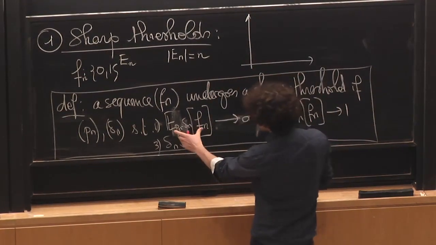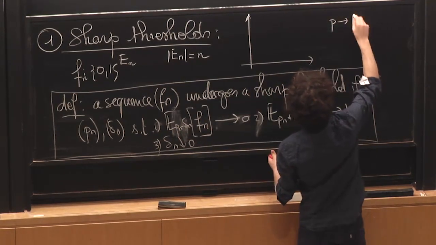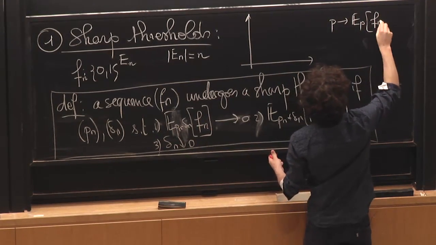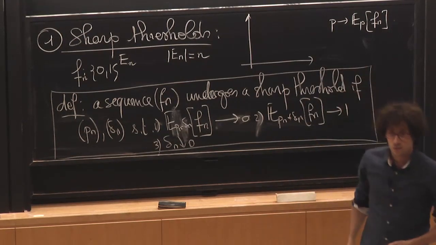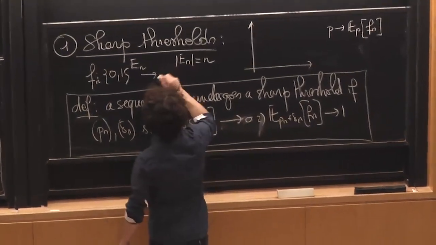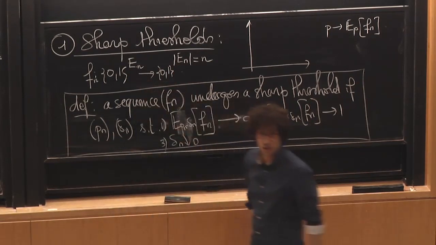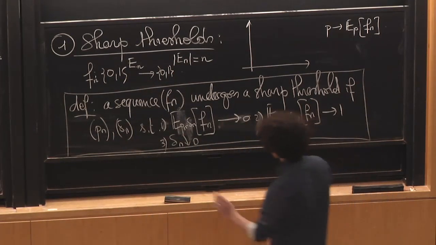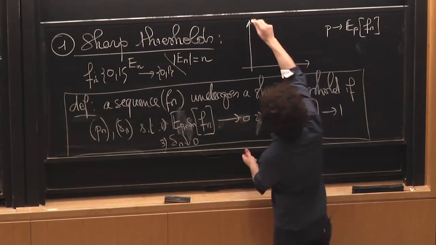So what I want is that if I draw this, the function p gives the expectation p of fn, okay. So fn is a function to the interval 0, 1. Oh, sorry, I didn't tell you, yes, sorry. It's a Boolean function, sorry. Thank you for this, because this was not clear at all.